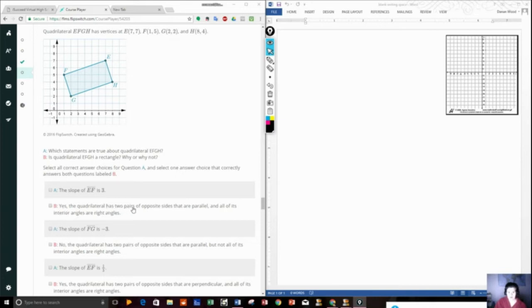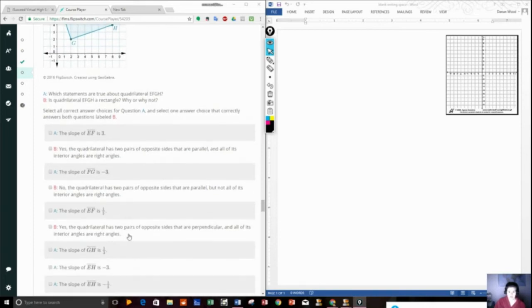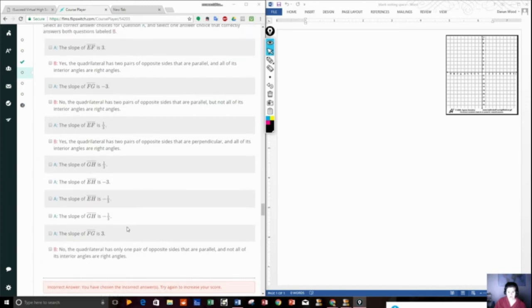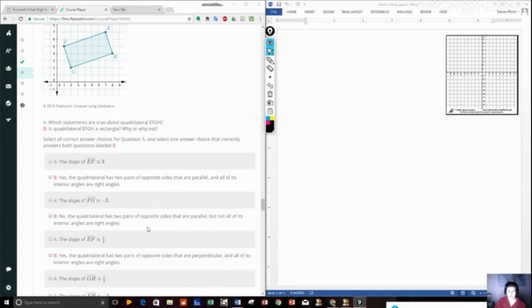Yes, the quadrilateral has 2 pairs of opposite sides that are parallel, and all of its interior angles are right angles. Or no, the quadrilateral has 2 pairs of opposite sides that are parallel, but not all of its interior angles are right angles. Or yes, the quadrilateral has 2 pairs of opposite sides that are perpendicular, and all of its interior angles are right angles. And no, the quadrilateral has only 1 pair of opposite sides that are parallel, and not all of its interior angles are right angles. So we're looking again for either parallel opposite sides or perpendicular opposite sides.